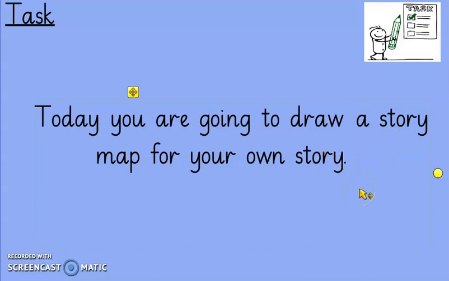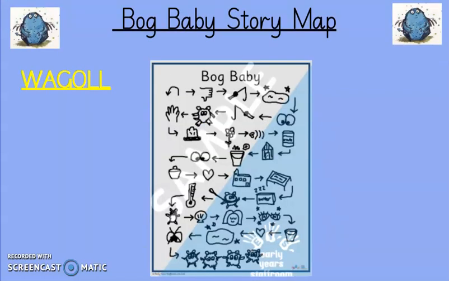Now last week you drew your own pond creatures and you used expanded noun phrases to describe your creature. So you're going to use your creature today to create your own story. So instead of just writing the Bog Baby story, I want you to write your own story. We're just going to change the main character for your story. Okay, so here's my Waggle, so what a good one looks like.